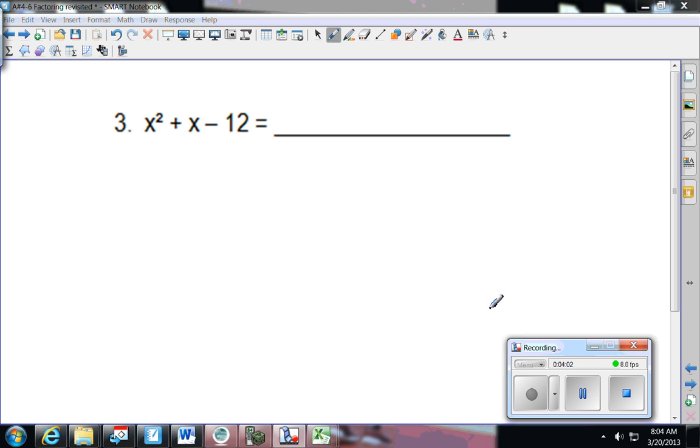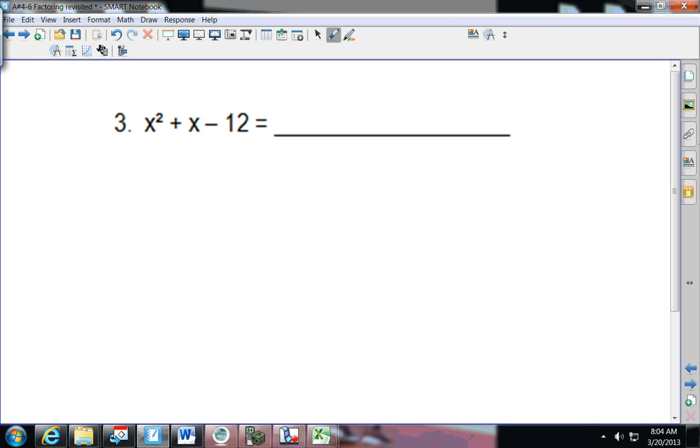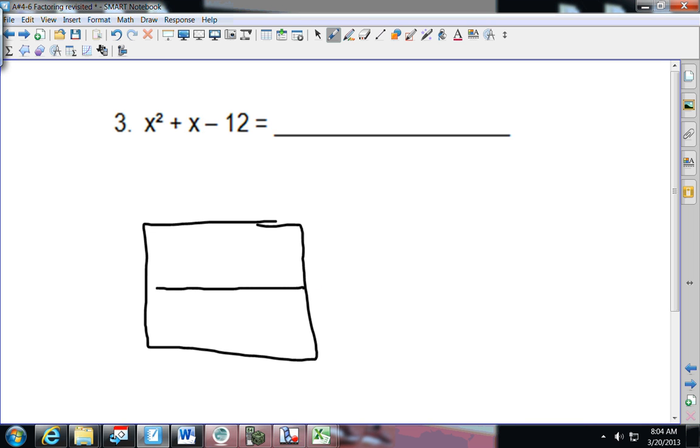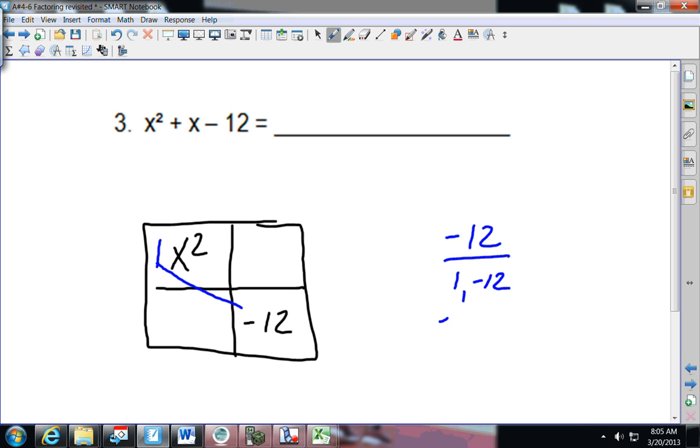Okay, number 3. First off, you should have drawn your box. Some of you might be able to start seeing this mentally, especially when it's only an x squared. I have x squared and negative 12. 1 times negative 12 is negative 12. I need the factors of negative 12. I have 1 and negative 12, negative 1 and 12, negative 2 and 6, 2 and negative 6, negative 3 and 4, and 3 and negative 4.